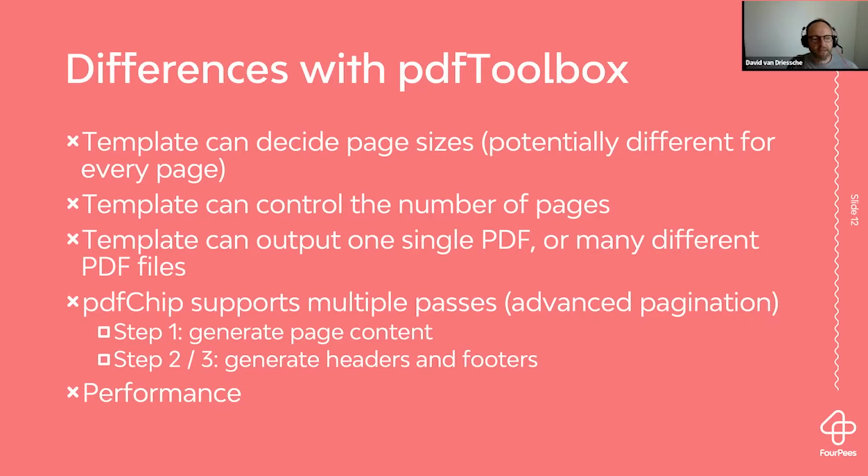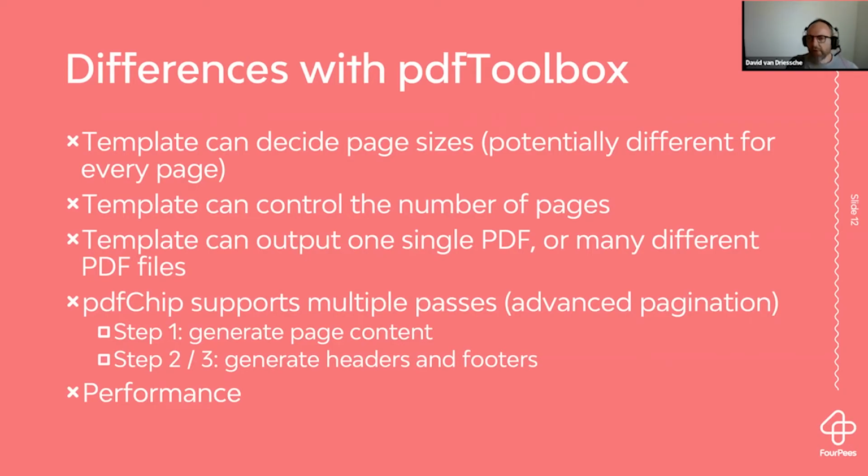Another difference is that I can output a single file or many different files. The example I just showed you starts from a one-page HTML, and it generates a 10,000-page PDF file. If I wanted to, I could have generated 10,000 individual one-page PDF files as well, and I can control the naming of each of them.